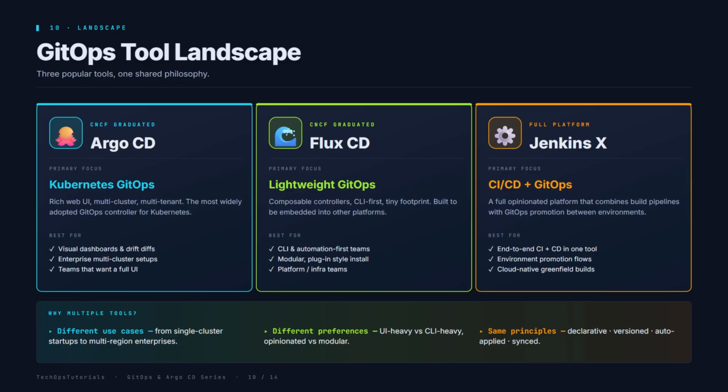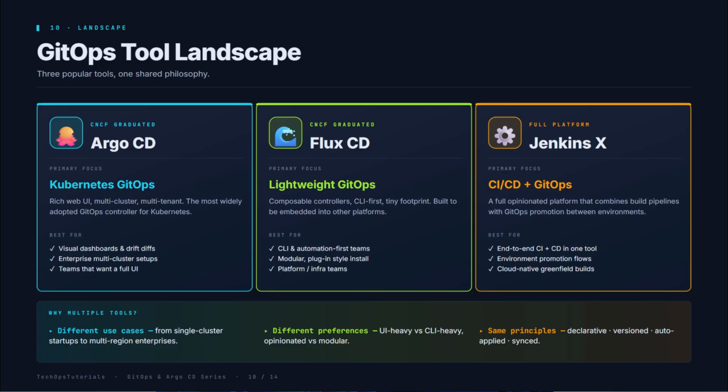The first tool is Argo CD. Argo CD is one of the most popular GitOps tools for Kubernetes. It provides a rich web interface and command line tool and makes it easy to see the deployment status of your application. It is widely used by organizations running Kubernetes in production, which is one of the reasons we will use it throughout this series.